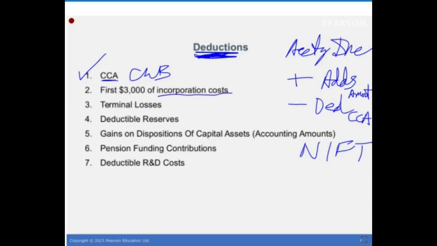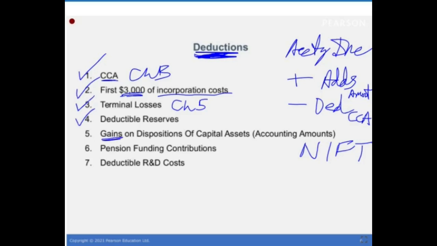For incorporation costs, we have a limitation on what can be deducted. So the first $3,000 of incorporation costs can be deducted. We can talk a little bit more about that, but we're just going to keep going through the list. This is just a quick look at the types of things you're adding and deducting. Terminal losses. Again, if you need a refresher, we learned about those back in chapter 5. Deductible reserves.